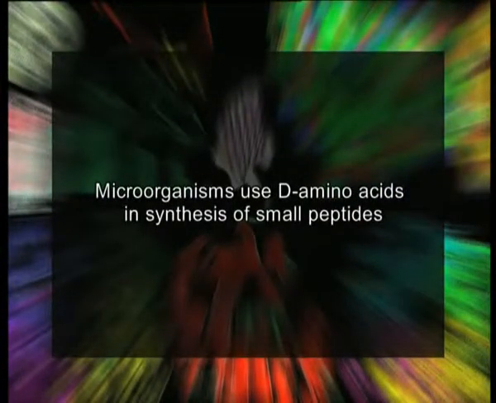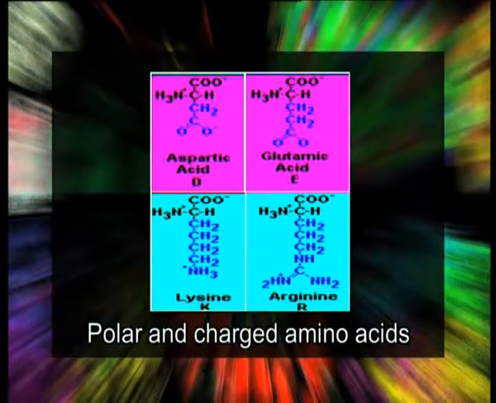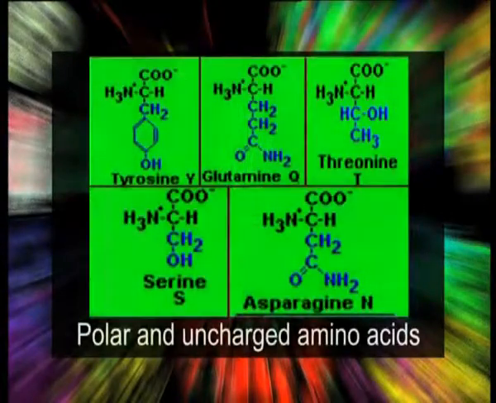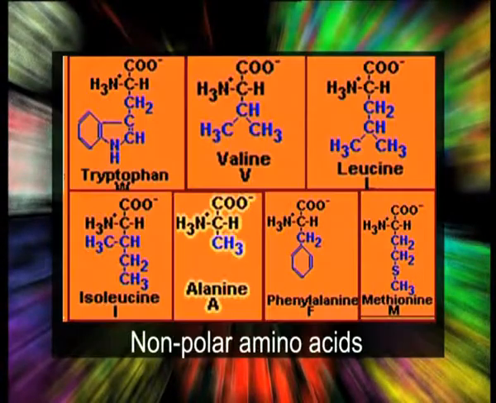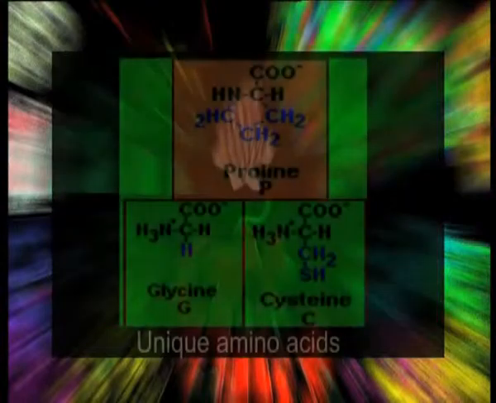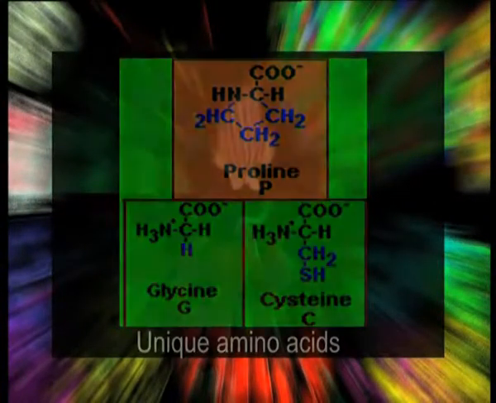Microorganisms, however, use D amino acids in the synthesis of certain small peptides, including those of their cell wall and several antibiotics. Amino acids are classified on the nature of their side chains into 4 categories as polar and charged amino acids, polar and uncharged amino acids, non-polar amino acids and those with unique properties.